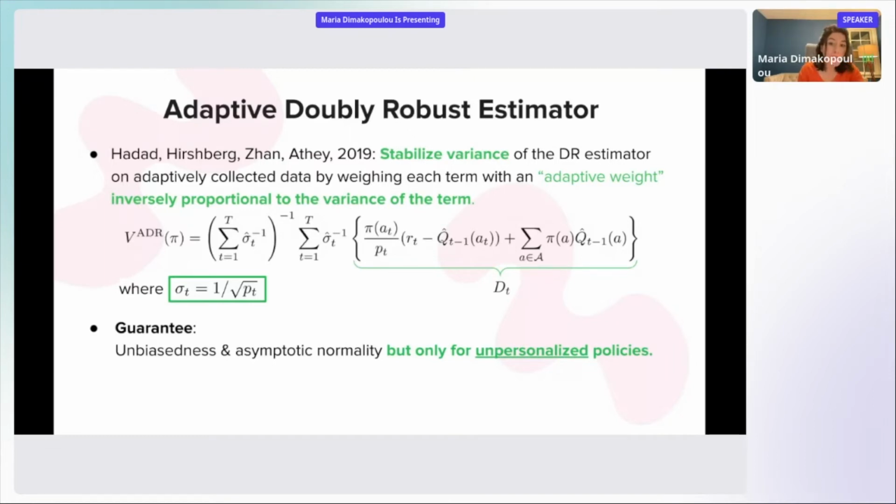And this family of estimators is called adaptive doubly robust. In their paper, Vitor Hadad, David Hirshberg, Ruohan Zhan, and Susan Athey from Stanford in 2019 first proved unbiasedness and asymptotic normality for unpersonalized adaptive learning agents using these adaptive doubly robust estimators, when they chose the weight of each observation t to be the square root of the propensity score of observation t. But this result doesn't carry over to the personalized policy setting where many of the practical applications lie.